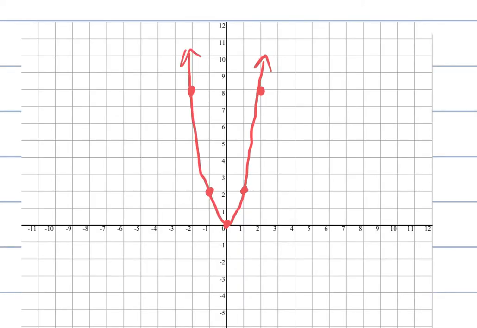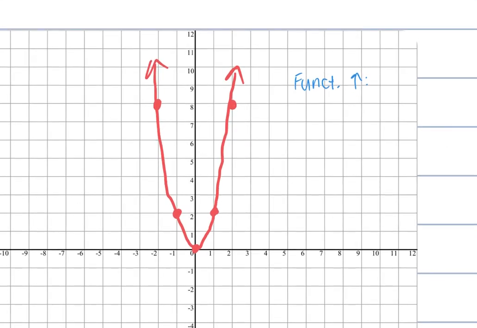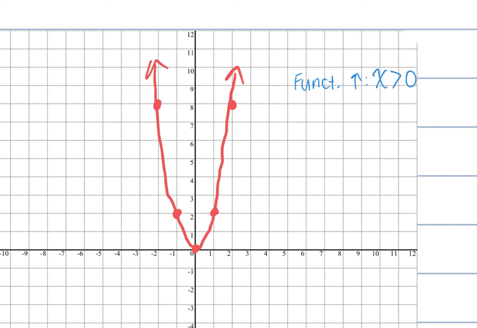Brandon, what's up? And I'm going to be honest, guys, we weren't doing so hot with the increasing versus decreasing. Let's try to do it for this one. So where is this function increasing? Where's this function increasing? Brandon? Good. When x is bigger than 0. And where is this function decreasing? X is less than 0. When x is less than 0.